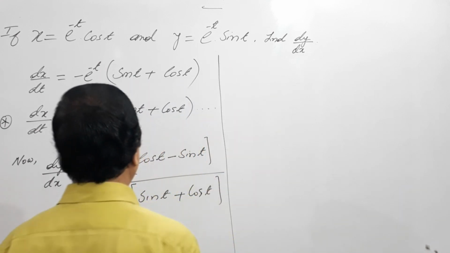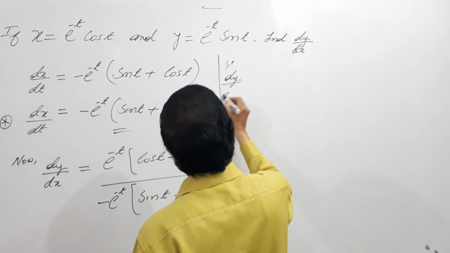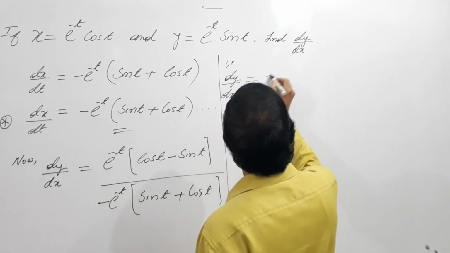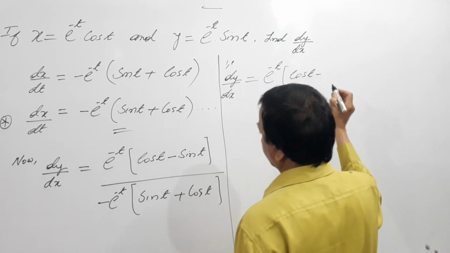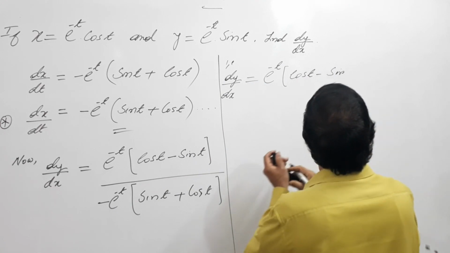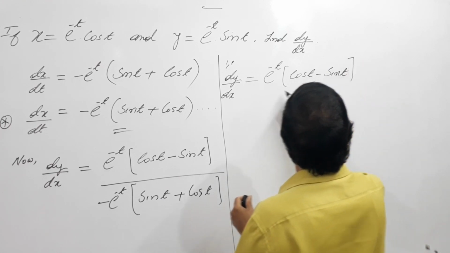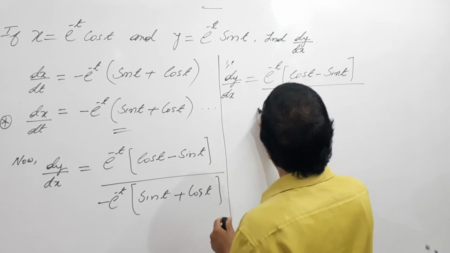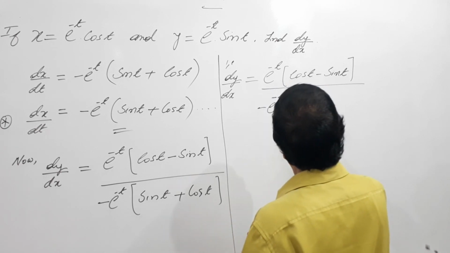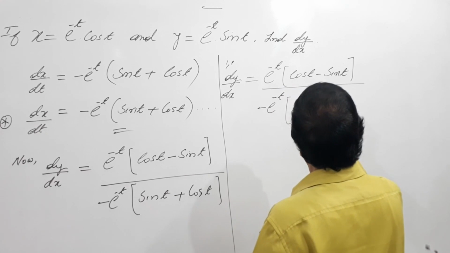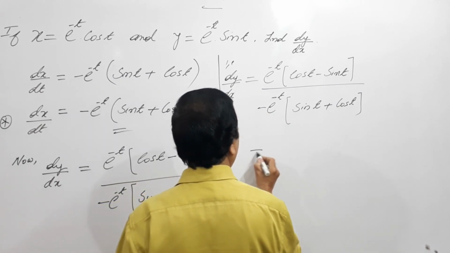I'll put this line here. So dy by dx equals e to the power of minus t into (cos t minus sin t), divided by minus e to the power of minus t into (sin t plus cos t). So what happens here?